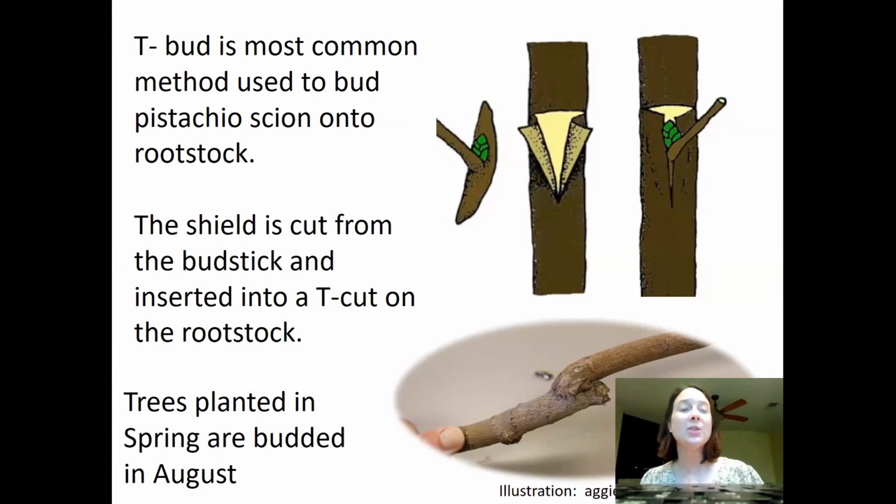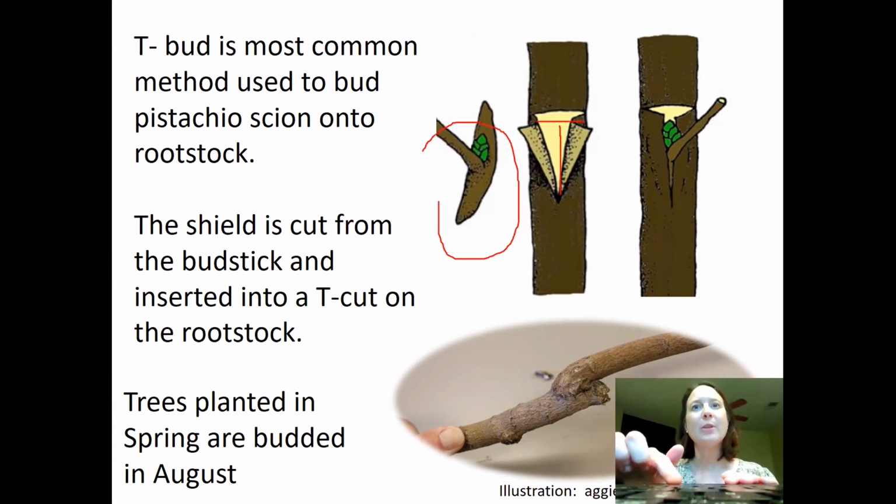The T-bud is the most common method used to bud the pistachio scion onto the rootstock. That term T-bud is generated by the T shape of the cut here, and the shield is cut from the bud stick and inserted into a T-cut on the rootstock. Trees that are planted in spring for pistachio tend to be budded in August.